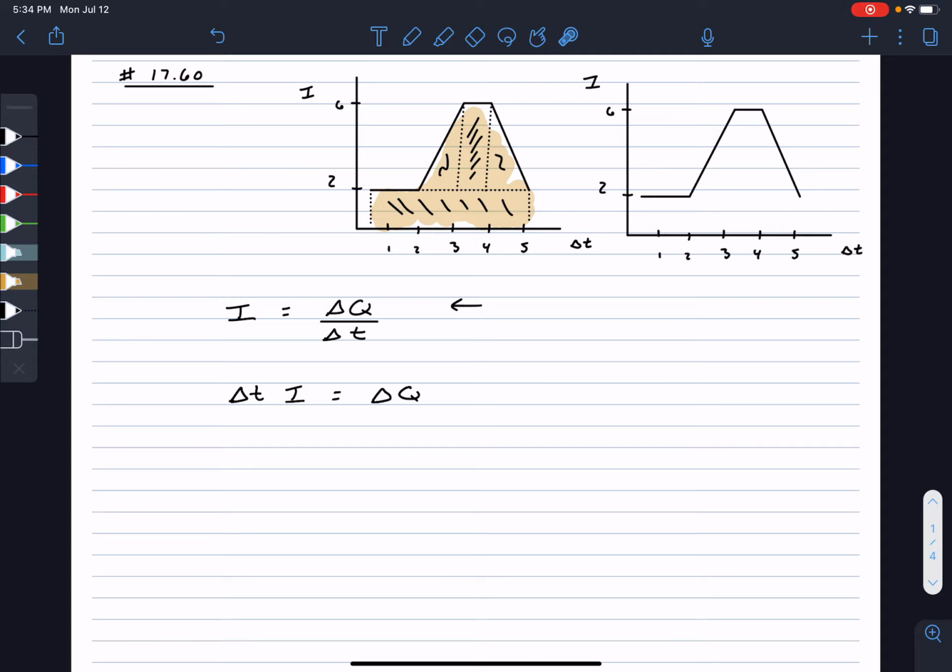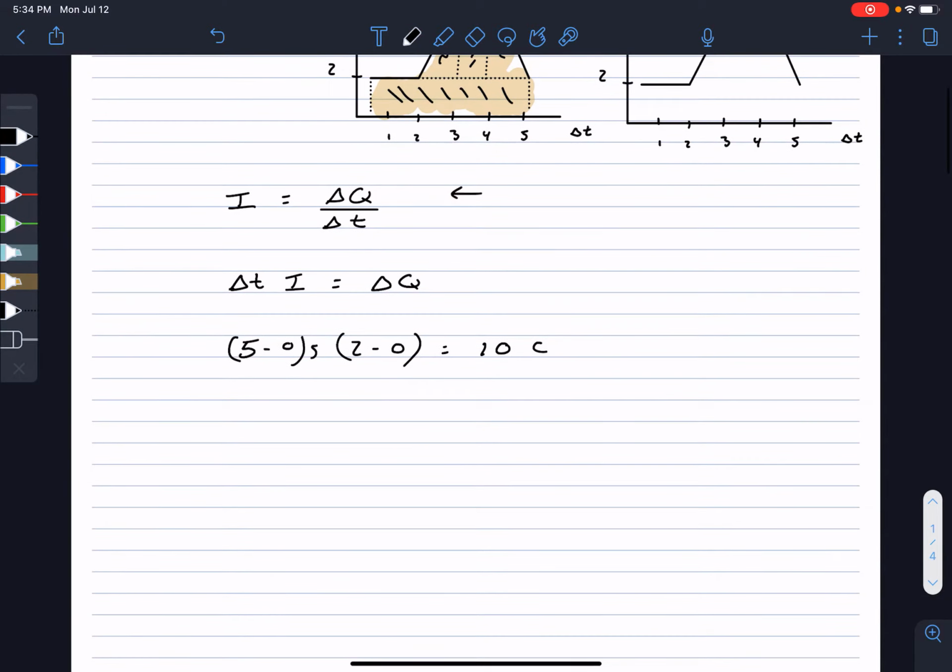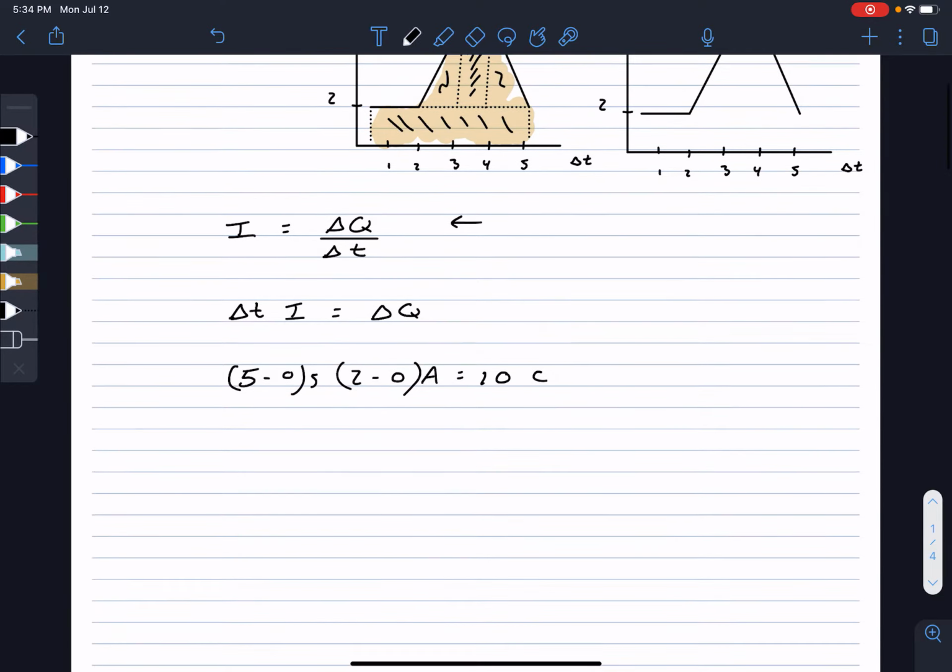So what I did was I separated this into different sections, which would be easy to sum up. So this area under the curve is actually a nice flat rectangle. So we're going to have 5 seconds minus 0 seconds, right? 5 to 0, and then we have 0 to 2 current. That's going to equal 10 coulombs. This is amps.